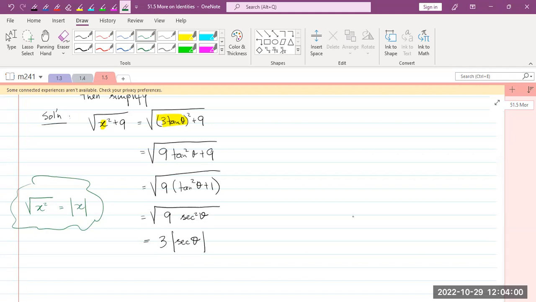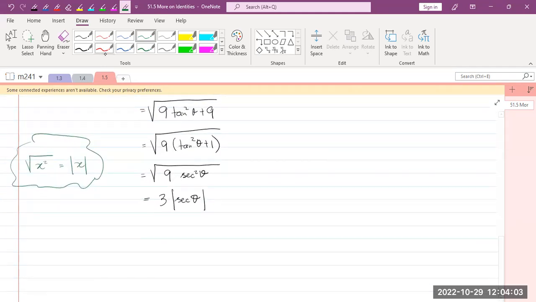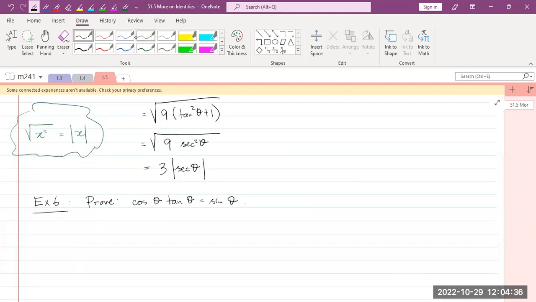Now, example 6, proving. Prove that cosine theta times tangent theta equals sine theta. Now, from now on, when I ask you to prove, you need to do the proving in the following way.